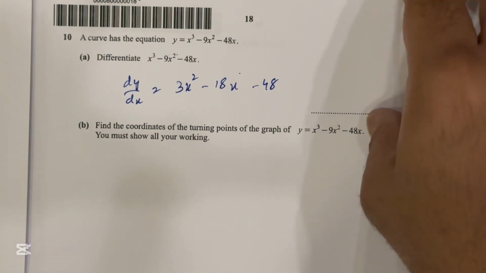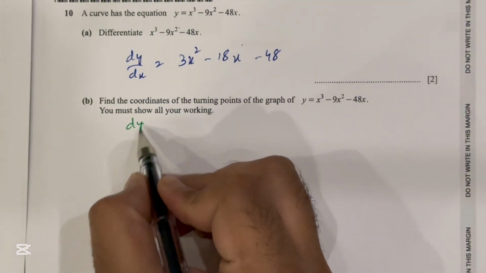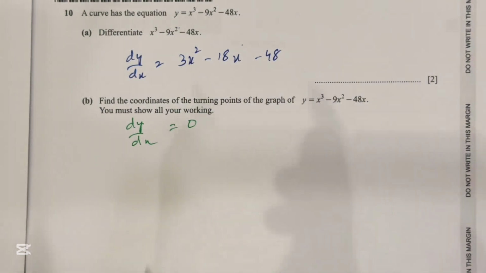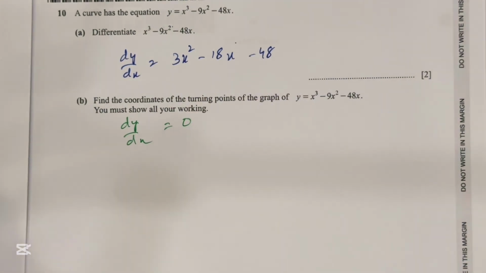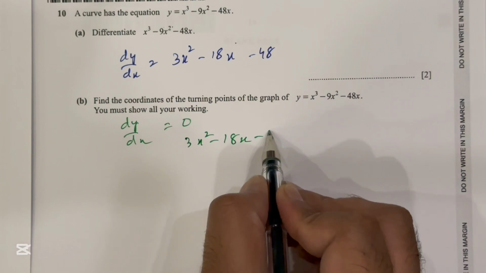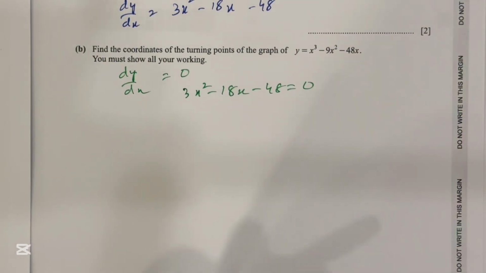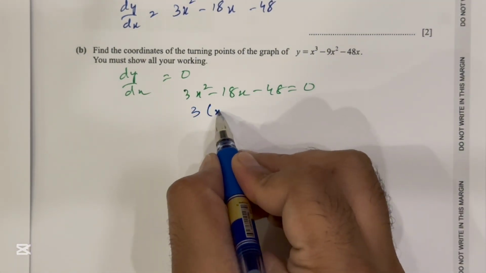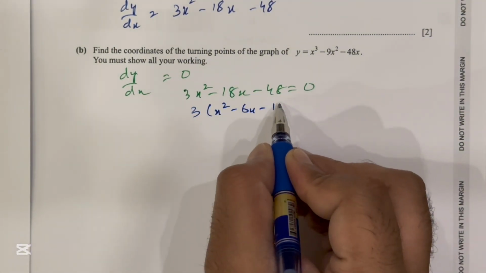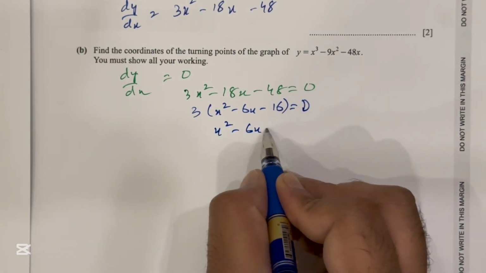Find the coordinates of the turning point of y is equal to x cube minus 9x squared minus 48x. Whenever you need to find the turning point of the graph, you need to put dy by dx equal to 0. If you put this value equal to 0, you can solve the equation by mid-term breaking or any other method you want. It would be 3x squared minus 18x minus 48 equal to 0 to get the turning point. Now take 3 as common, it would be x squared minus 6x minus 16 equal to 0.